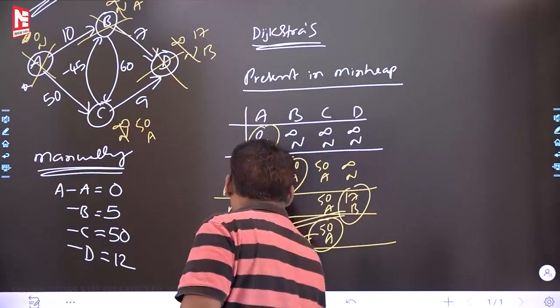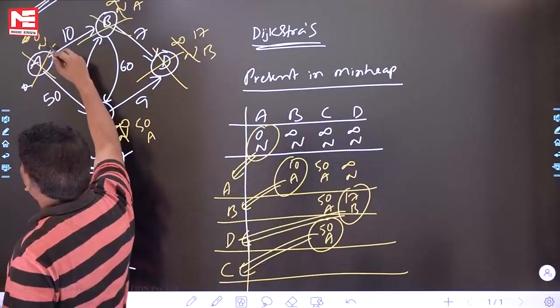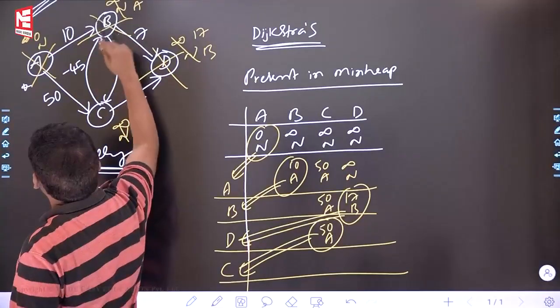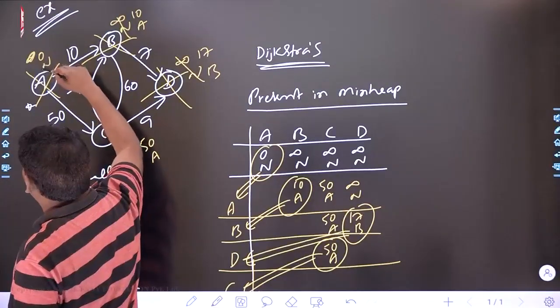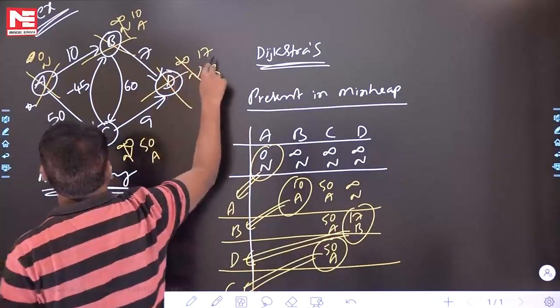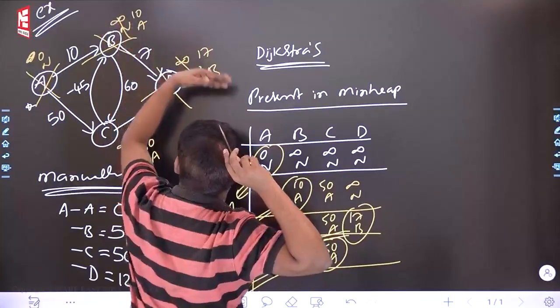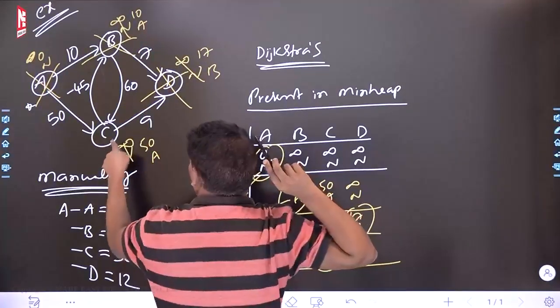Who was deleted lastly? C was deleted. Can you help me know who was deleted first? A, because it is the best. Next, who was deleted? After 0, A is 0. After 0, who is the next best? I think 10. After 10, who is the next best? 17. So see this, everyone listen: first the minimum is deleted, then the next minimum, then the next minimum. I think the last one I am deleting is C.